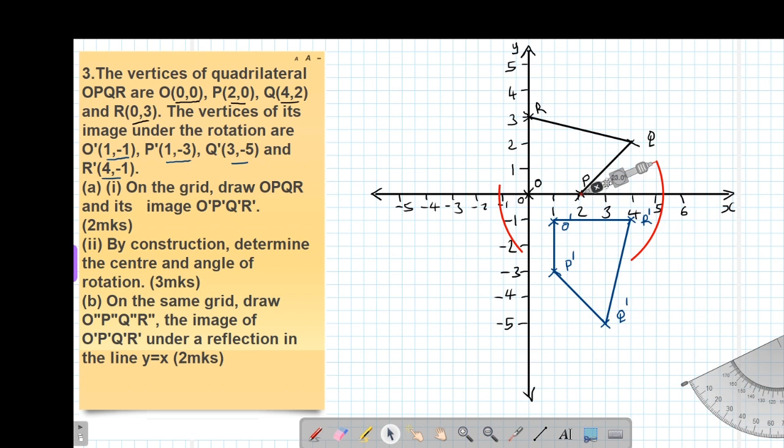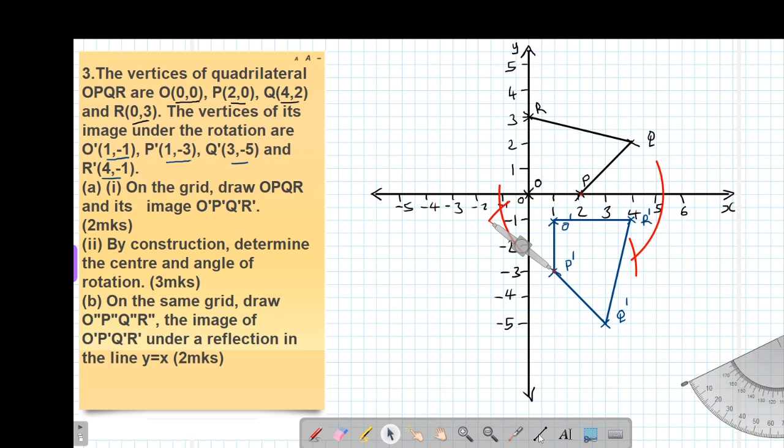Then with the same radius, transfer now the pair of compass to point P prime and make another arc to meet the first arc. So I'm going to make another arc here to meet the first one. I also do the same on the upper part of this particular point. I also make another arc.